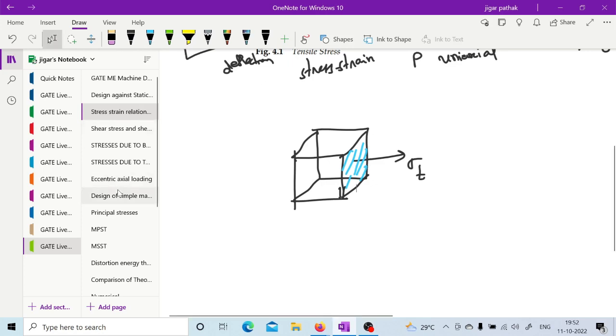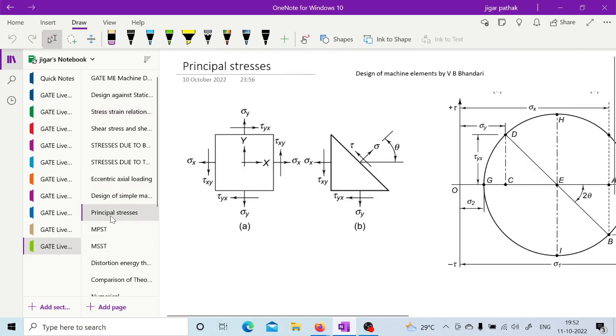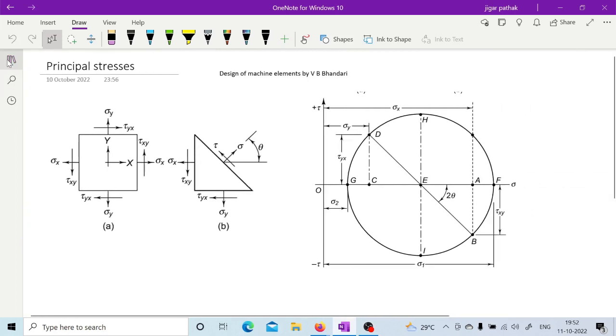Yes, sir. Okay, so now let us go to this. Sir, as you said, there are standard values of diameter of rivets. So, do we have to remember the table?